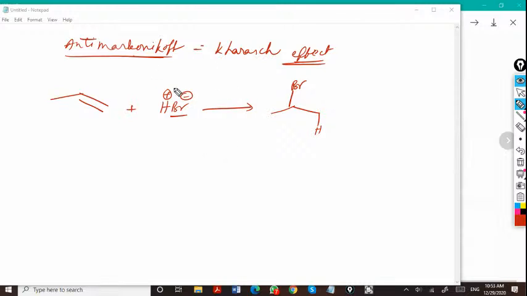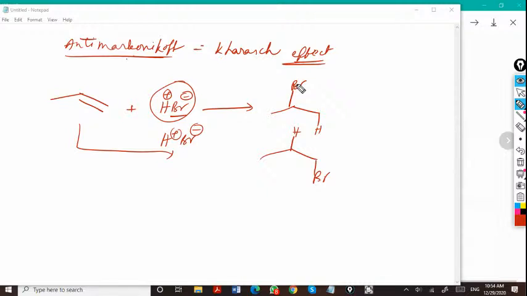If I say anti, it is the reverse. So what is going to happen? The negative moiety must be at the less substituted carbon, and the positive moiety must be at the more substituted carbon. So this is the anti-Markovnikov rule.